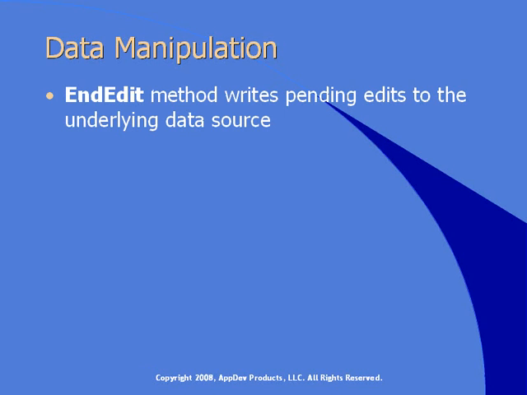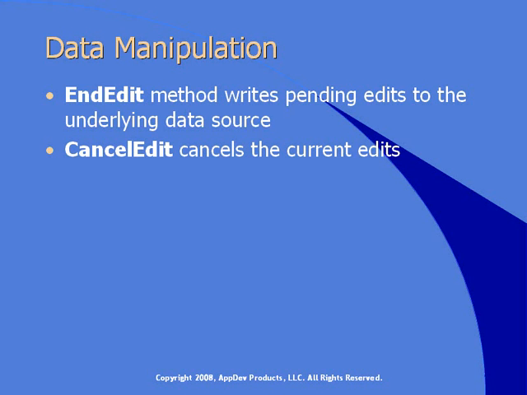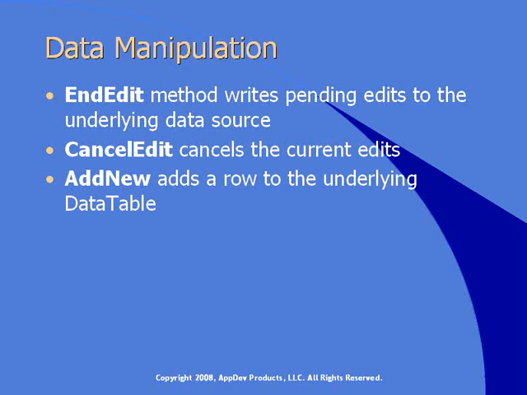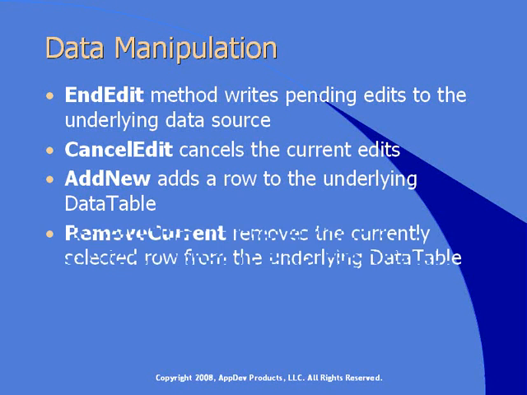The EndEdit method will write pending changes to the underlying data source or the underlying table. If you want to cancel the pending changes, you can issue the CancelEdit method. The AddNew method adds a row to the table, and RemoveCurrent will remove the currently selected row. You use this if you want to delete.